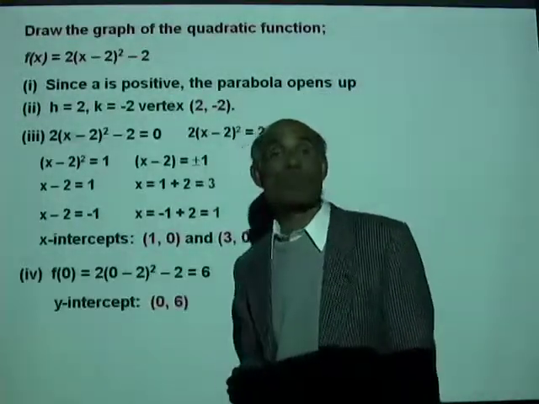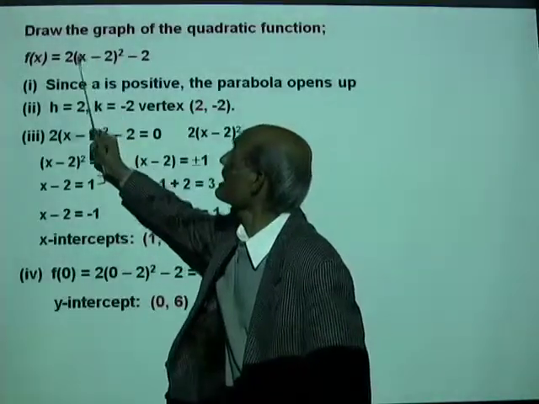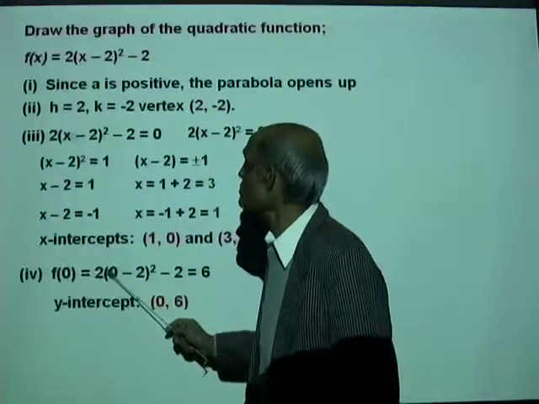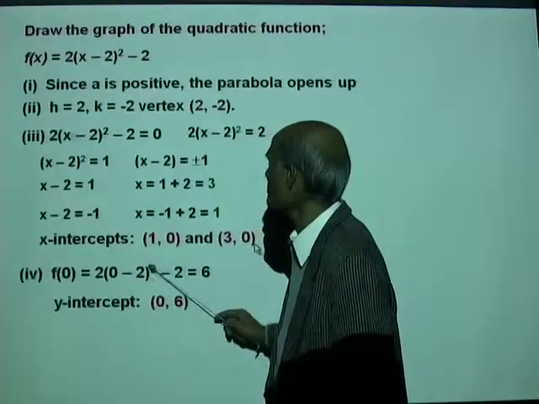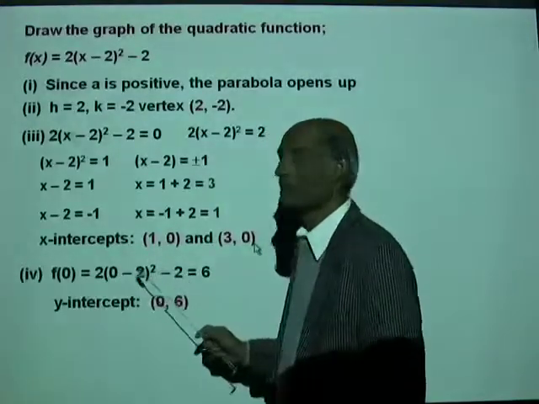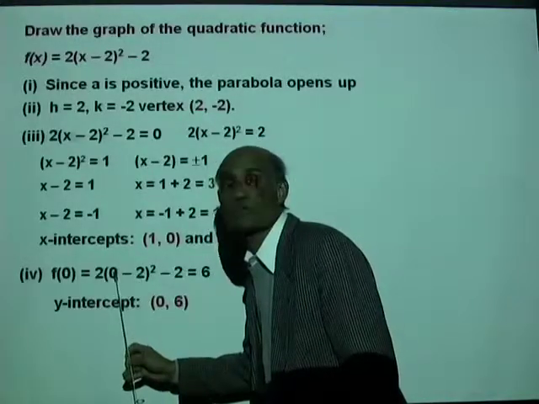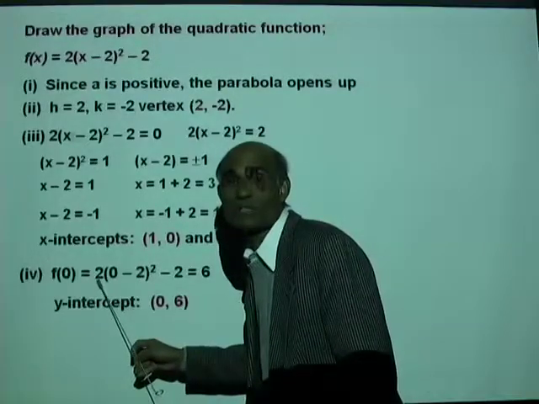Alright, what is the y-intercept? The y-intercept is obtained by putting x equal to 0, f(0). And that will be 2 times, replace x by 0, (0 minus 2) all squared minus 2. And that will be, watch this, 0 minus 2 is negative 2. Negative 2 squared is positive 4. 4 times 2 is 8.